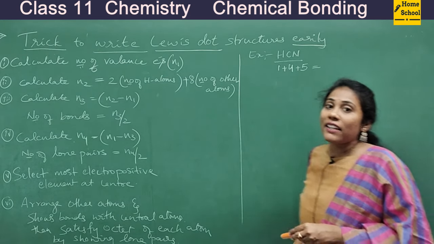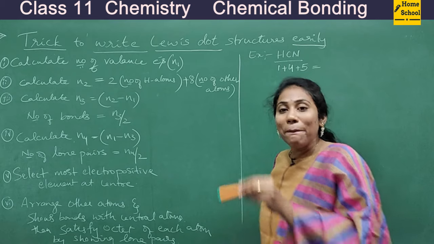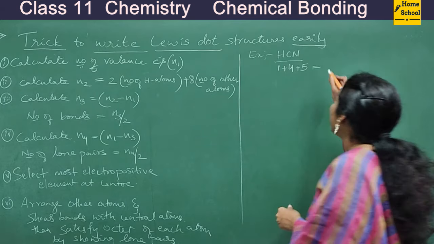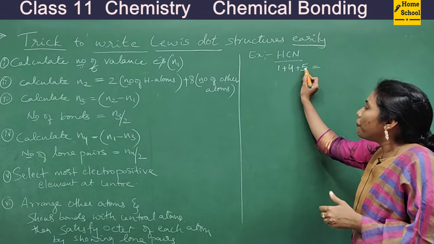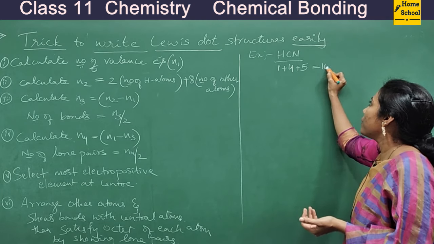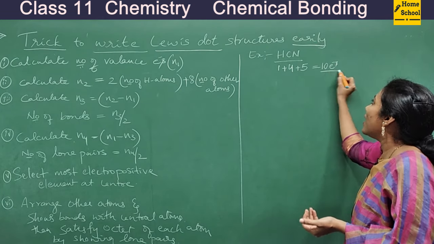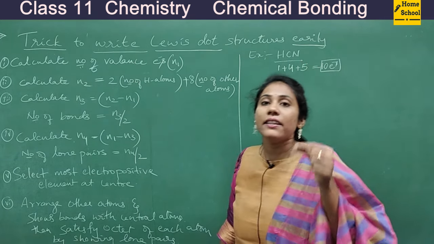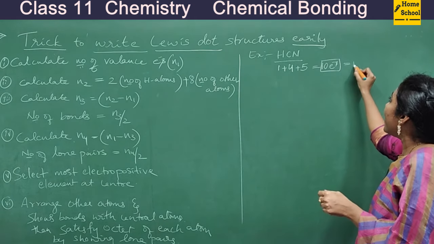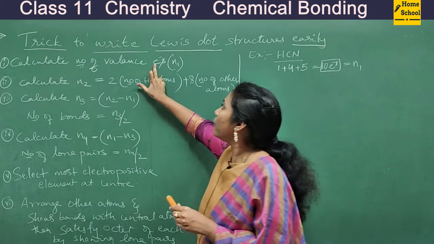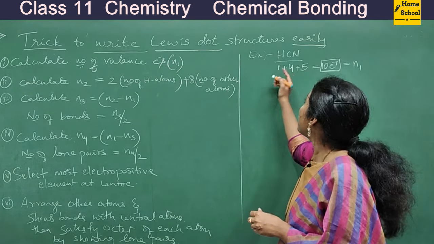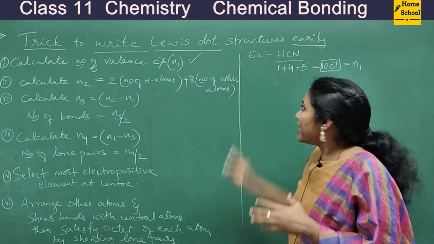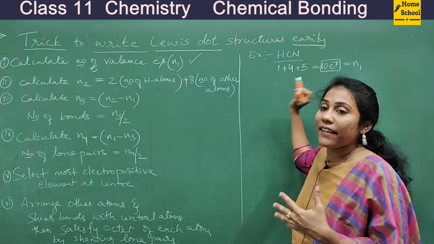Identification of the number of valence electrons I explained in detail in the chapter Periodic Classification of Elements. If you want, you can check it out. So altogether 4 plus 5 is 9, 9 plus 1 is 10. So 10 electrons is the total number of valence electrons present in the HCN molecule. This is our N1 value, so take that value as N1. The first step is over. Hope you understood how to do it: just count the valence electrons in each and every atom.